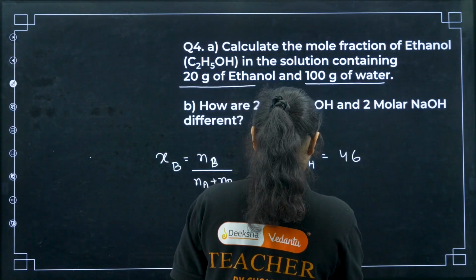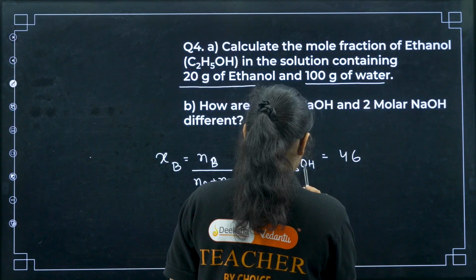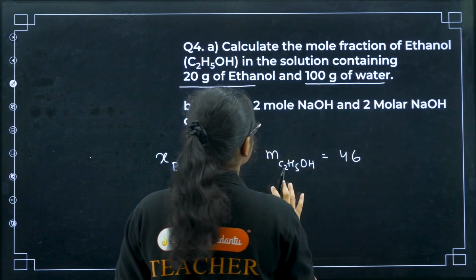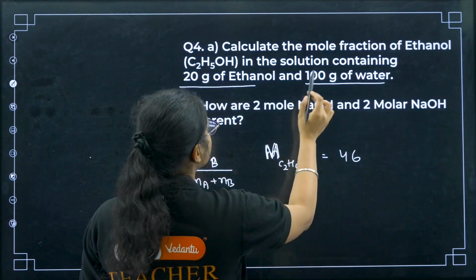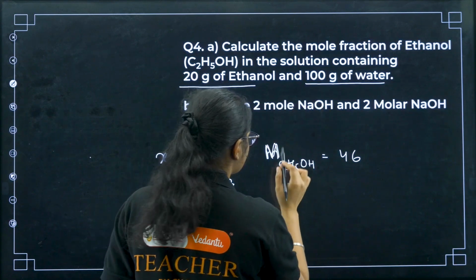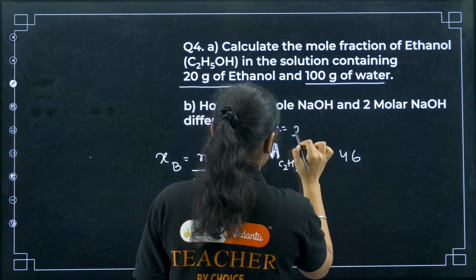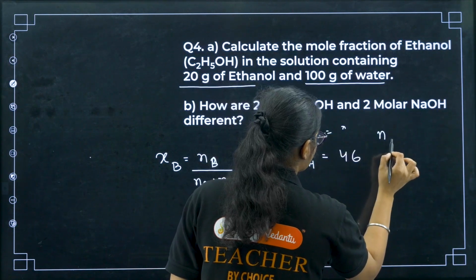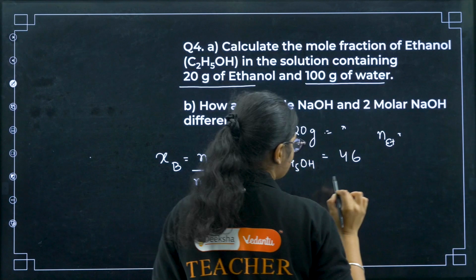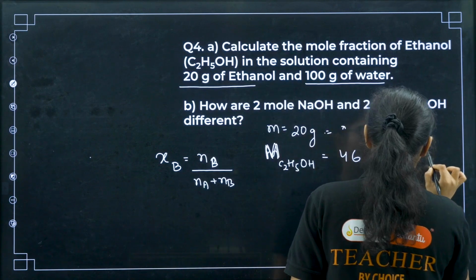46. Okay, yes. Now this is the molar mass of ethanol, capital M for molar mass. Then 20 gram of ethanol is there. What is the mass of ethanol? 20 grams. So that is okay. Now I'll calculate the number of moles of ethanol, that is given mass by molar mass, so 20 by 46.